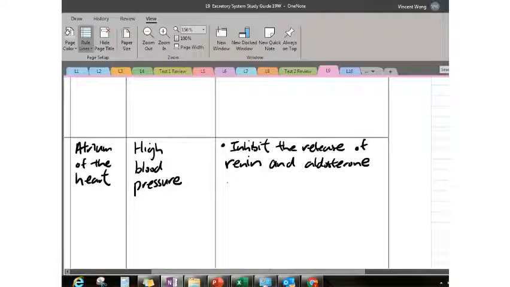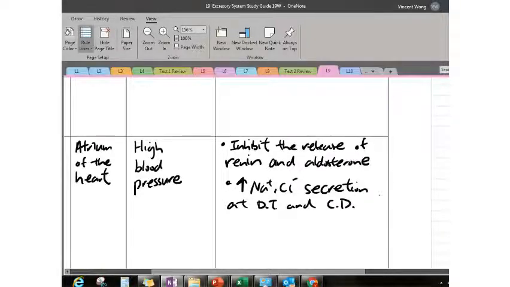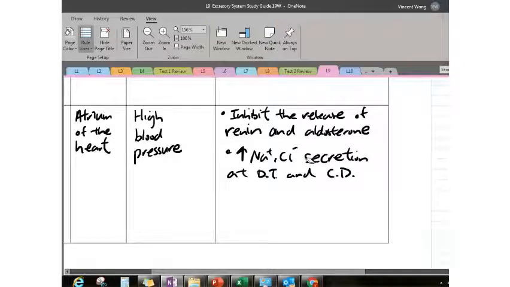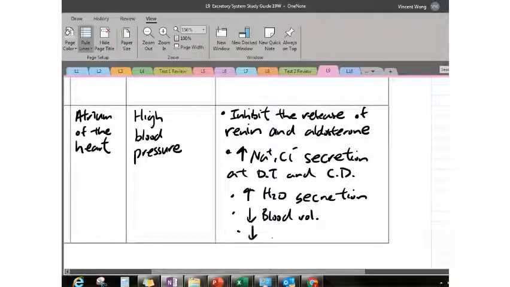And then what's going to happen is it's going to increase NaCl secretion this time, secretion at the distal tubule and collecting duct. That means you're going to be taking it from the blood and putting it into the urine now. Because your blood pressure is too high, you want to get rid of NaCl from your blood. That would increase H2O secretion, reduce blood volume, which would result in reduced blood pressure.